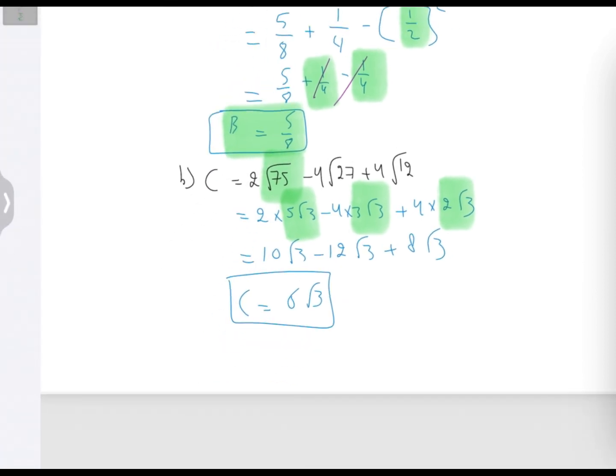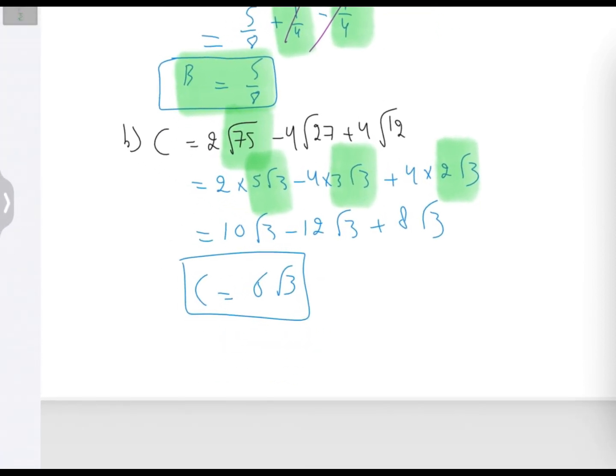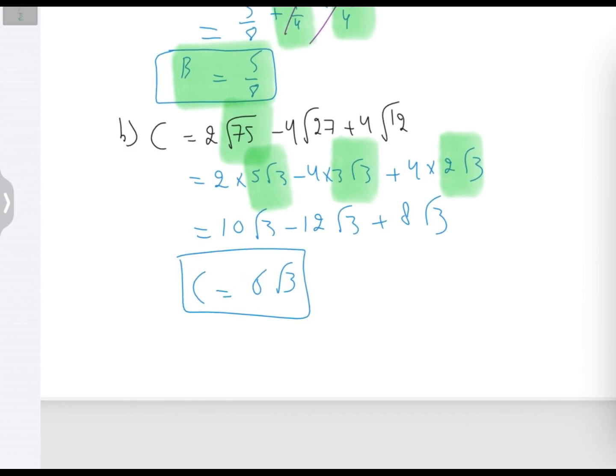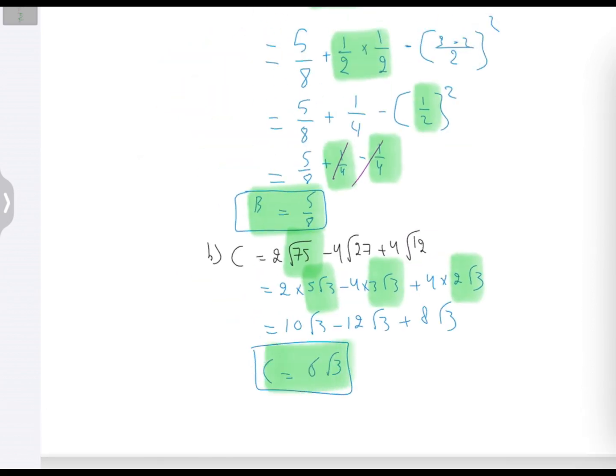Here it is. Now multiply the outer numbers. 2 times 5 is 10, 4 times 3 is 12, 4 times 2 is 8, and the final answer will be 6 radical 3. And that's what we solved today.